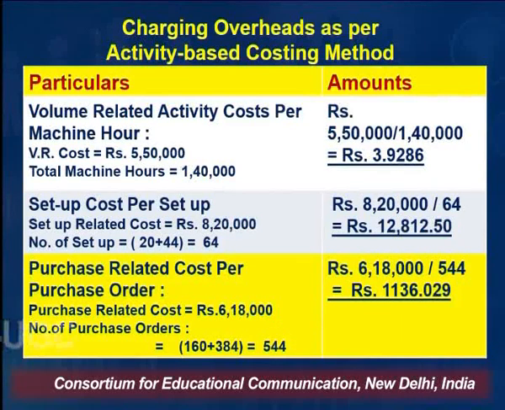So my dear learners, what we are doing, we are basically calculating the activity rate, or you can say for all three cost drivers we are finding the rate. So volume related activity cost per machine hour, setup cost per setup and purchase related cost per purchase order. So your purchase order, your setup and your machine hour, these three are your cost drivers. Once we have calculated this rate, it is very simple for you to allocate or trace those overheads to your particular product, that is A and B.